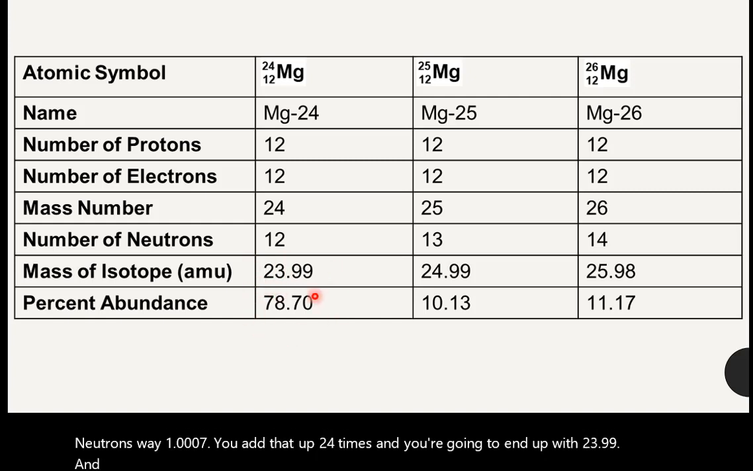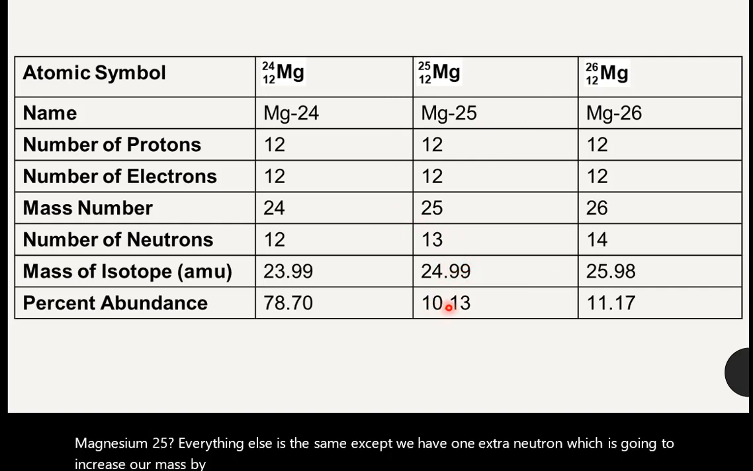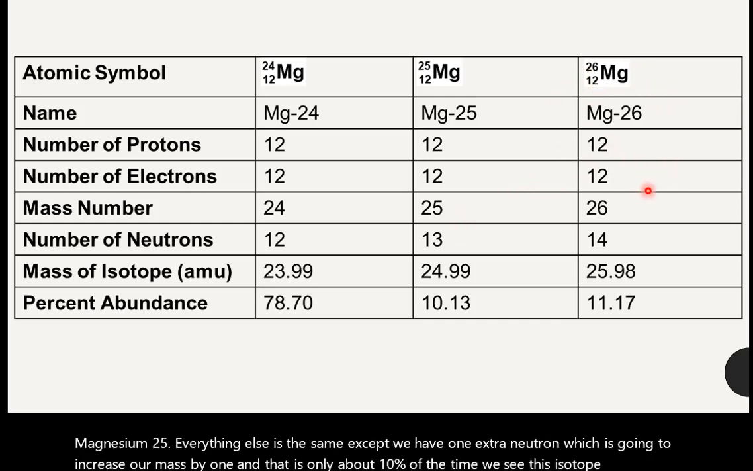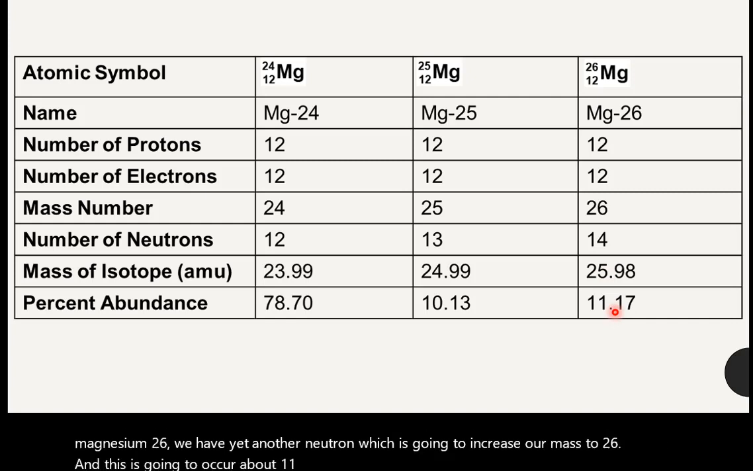And as I mentioned, about 78.7% of all the magnesium on the planet is this isotope, right? Magnesium-25, everything else is the same except we have one extra neutron, which is going to increase our mass by 1, and we only see this isotope about 10% of the time. And then magnesium-26, we have yet another neutron, which is going to increase our mass to 26, and this occurs about 11% of the time.